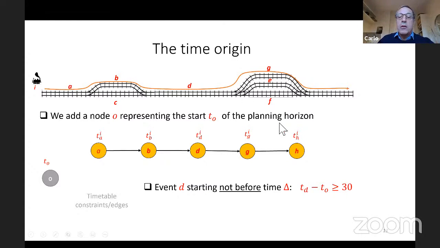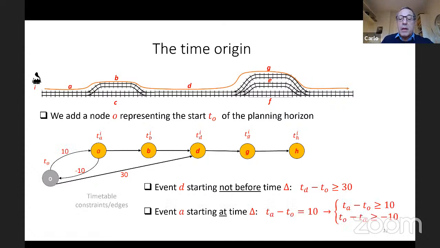So, for example, if the train should arrive in D not before, let's say, 30 minutes from now, then this is represented by a time precedence constraint of the form t_D minus t_O greater than or equal to 30, which in turn is represented on the graph as usual with a directed edge from O to D, and the length of the edge is 30. Similarly, if the train pops up on track A precisely 10 minutes after the start of the planning horizon, then we have an equality constraint, t_A minus t_O equal to 10, which is equivalent to two inequalities, represented on the graph by two anti-parallel edges, one from O to A of length 10, and the other from A to O of length minus 10.